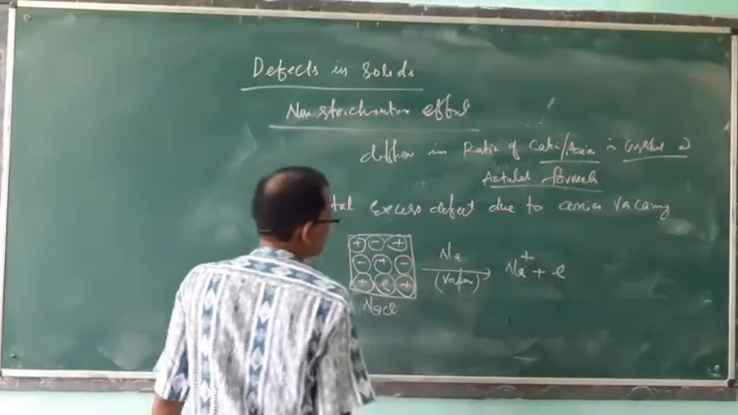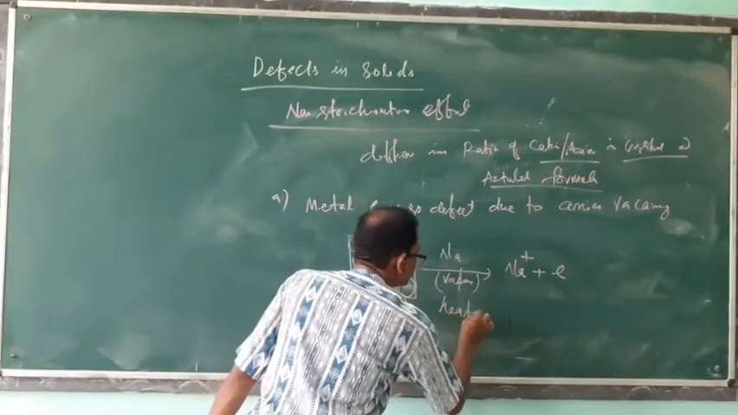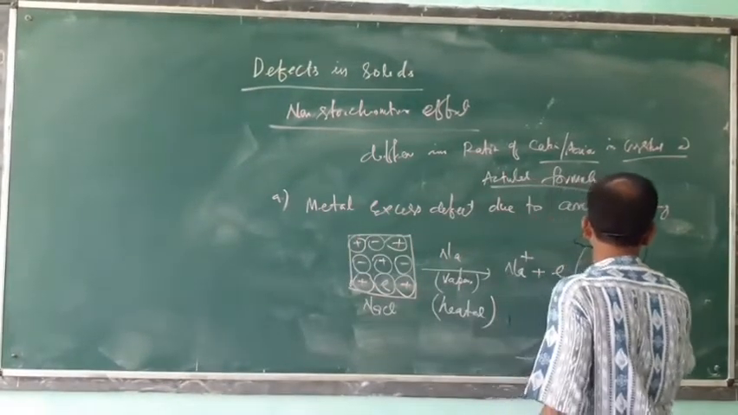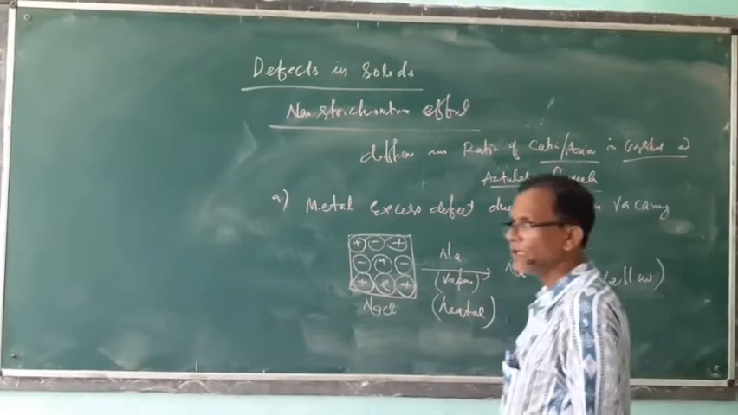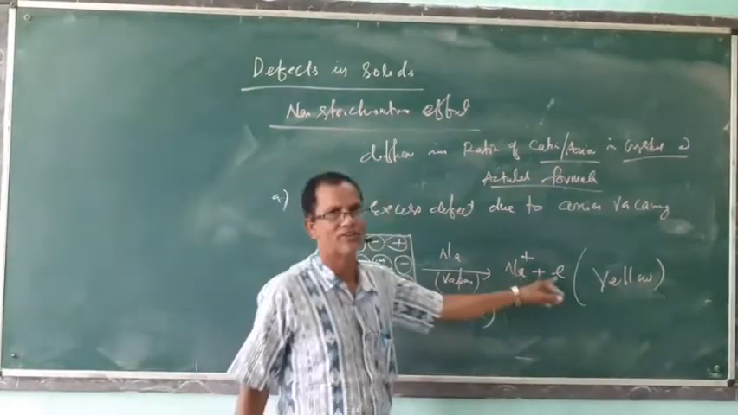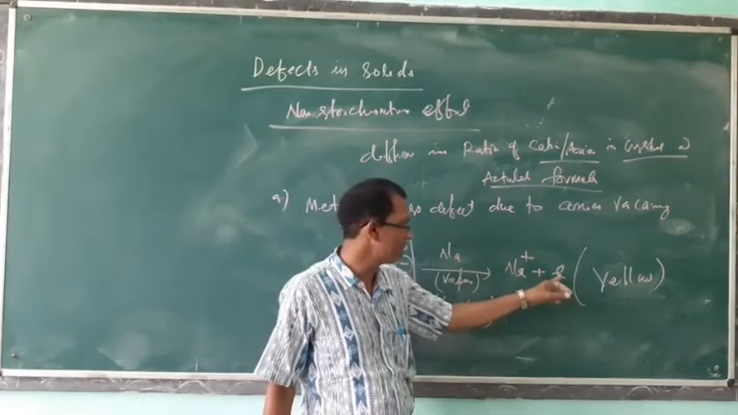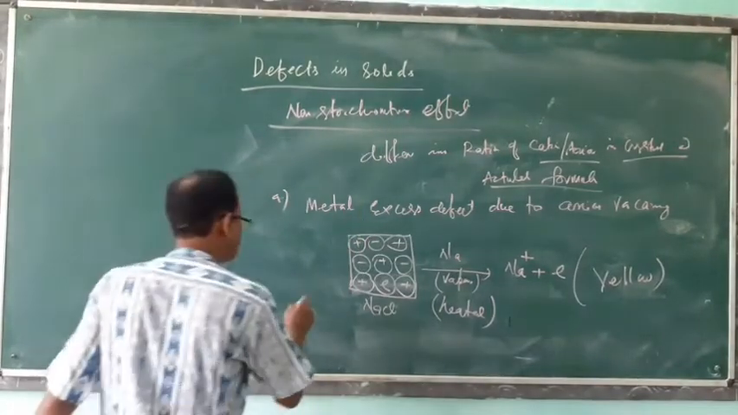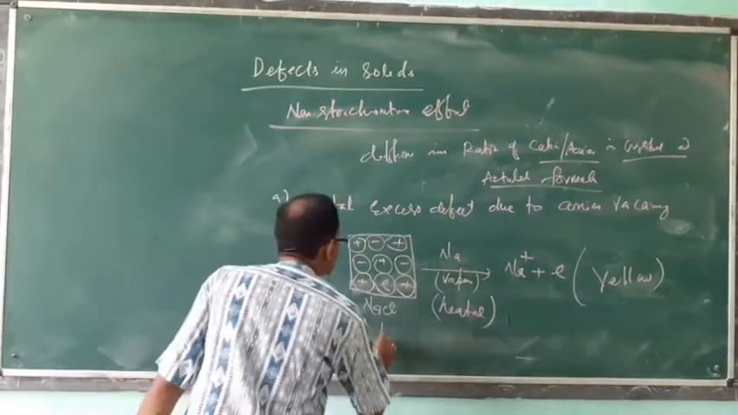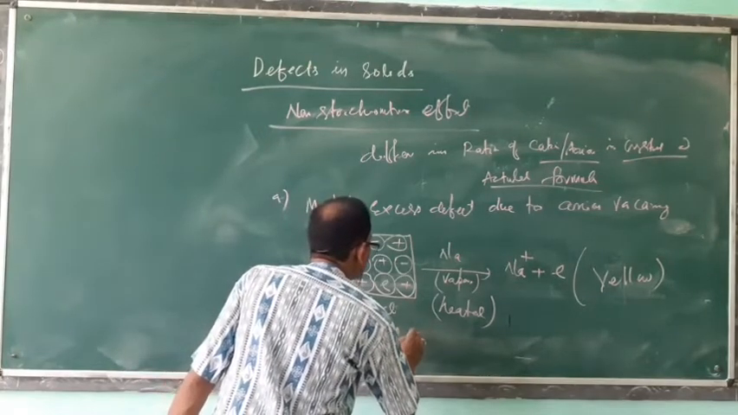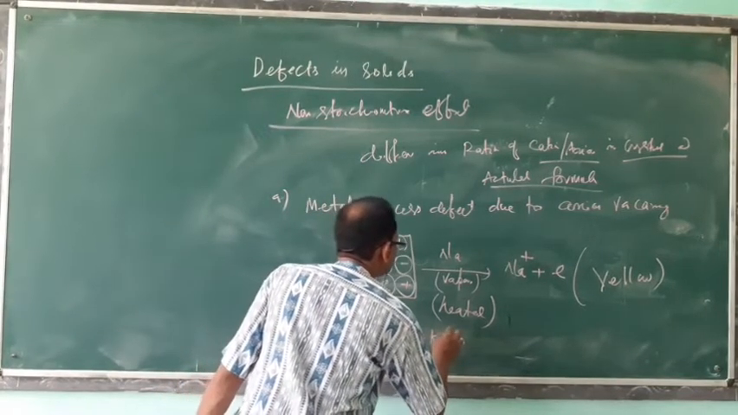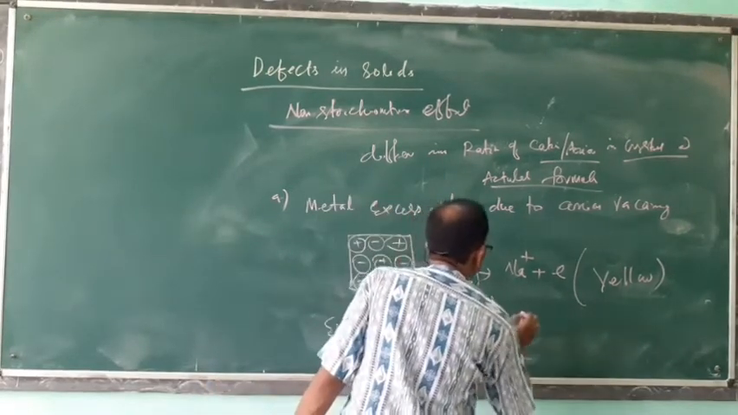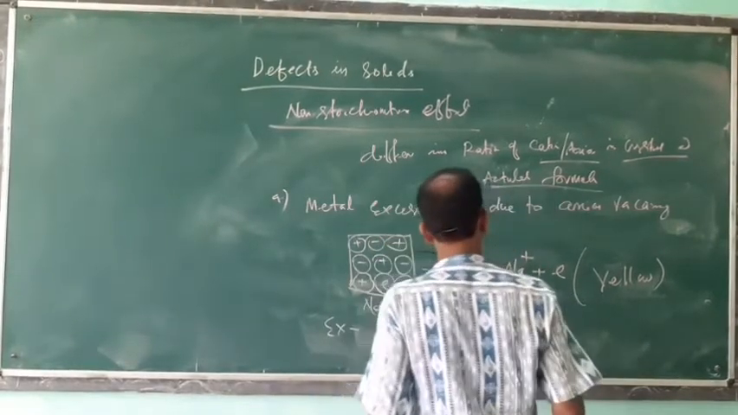And when it is heated, the color becomes yellow. And this yellow color is due to excited electrons. Similarly, what are the other examples? Other examples are potassium chloride in potassium vapor, which gives violet color.